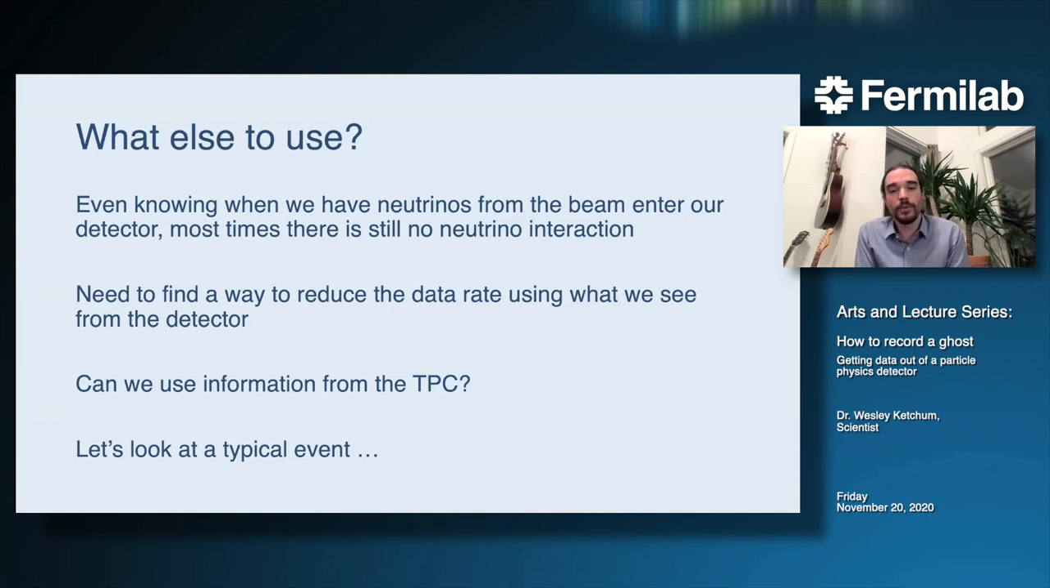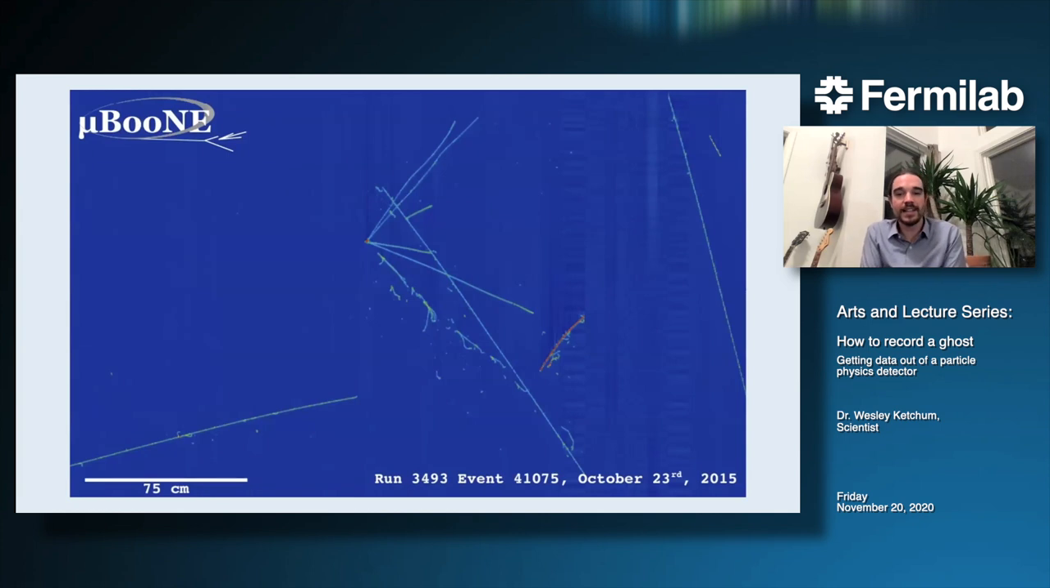And so in order to find a way to reduce the data rate, we need to look into the detector and see what we see. And now the first thing you could ask is, can we use information from the TPC? And that's actually really challenging. So this is kind of a typical event here. It's a very pretty one, but it's sort of a typical one.